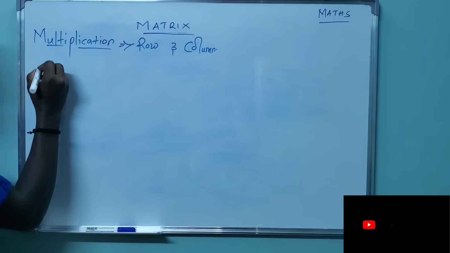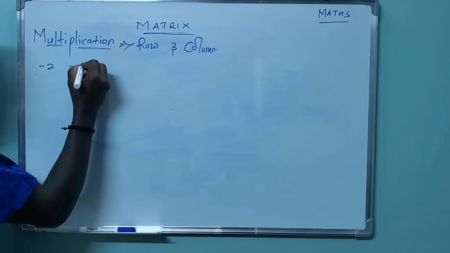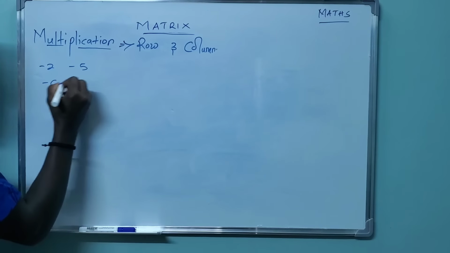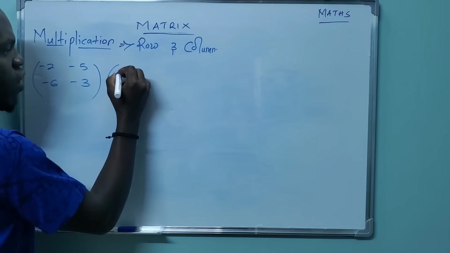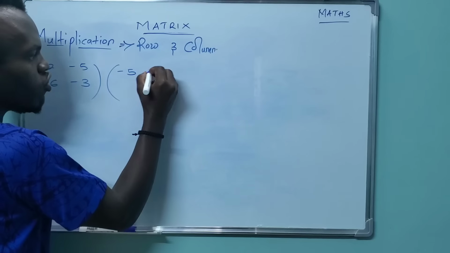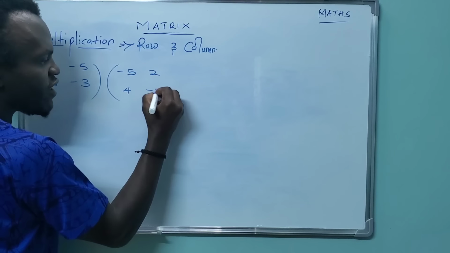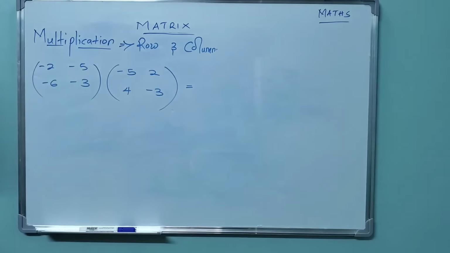Suppose I have a matrix like -2, -5, -6, -3. I'm being told to multiply this with -5, 2, 4, -3. What am I going to have there? Now, remember, I've said you have to start with the first row and the first column, the first row and the second column. Once you're done with the first row is when you go to the second row. Now, let us begin.